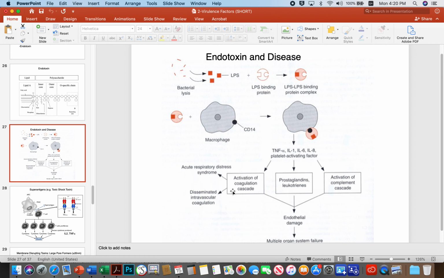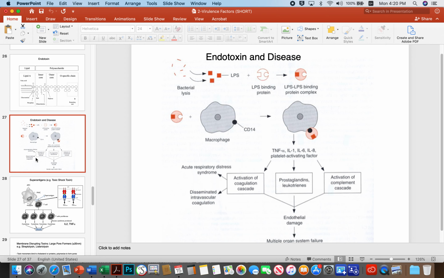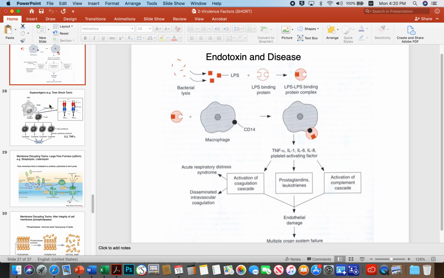And so, again, activating the coagulation cascade can block small capillaries and prevent blood from getting into places, and tissue can die. So, again, mini strokes and things like that can happen in these particular cases. So again, the bottom line is all this stuff results in endothelial cell damage and multiple organ system failures. And so again, endotoxin in and of itself, just pieces of the microbe, can cause severe disease.